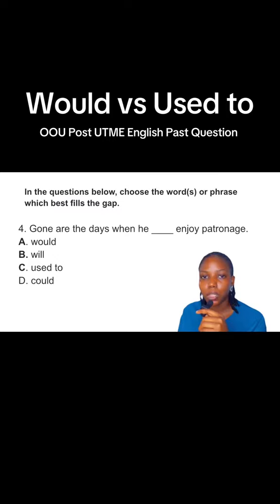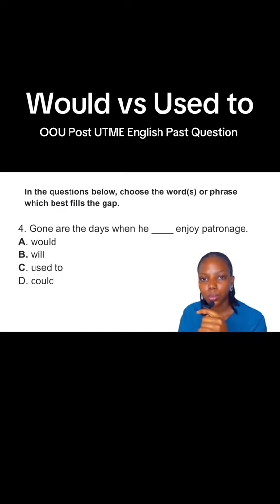We are looking for a word that is used to mean a repeated action in the past. So that leaves us with would and used to. Okay, so would and used to are both used to talk about past actions, or past repeated action, or past habitual action, right? But they are used differently. Now the question is, how are they used differently?